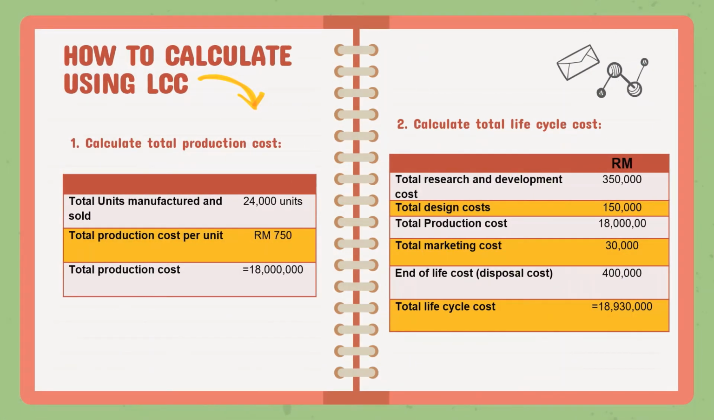So now, how to calculate using the life cycle cost? First, calculate the total production cost by simply multiplying the total production cost per unit with the total units to be manufactured and sold. In this case, 750 ringgit multiplied by 24,000 units, so you will get the amount 80 million. Second, calculate the total life cycle cost by adding the total research and development cost, total design cost, total production costs that have been calculated in step 1, total marketing cost, and disposal cost. So you will get the amount of 80,930,000 for the total life cycle cost.